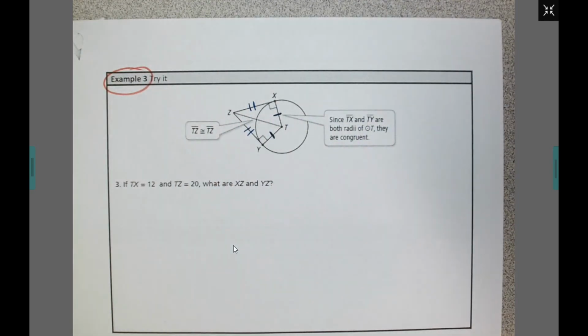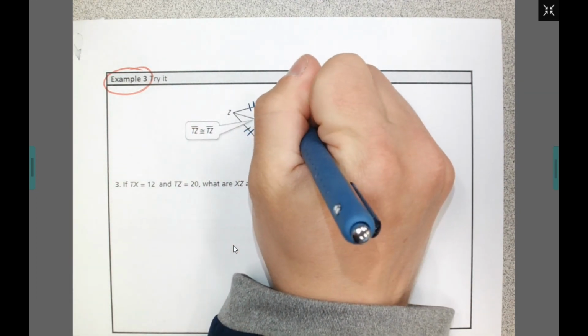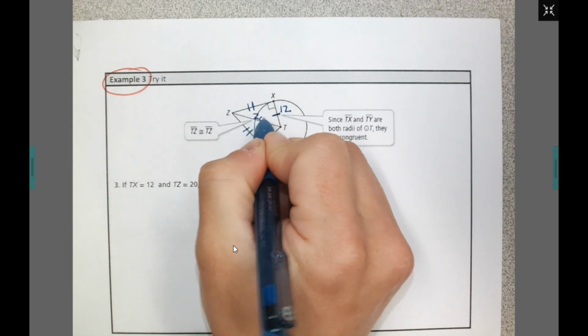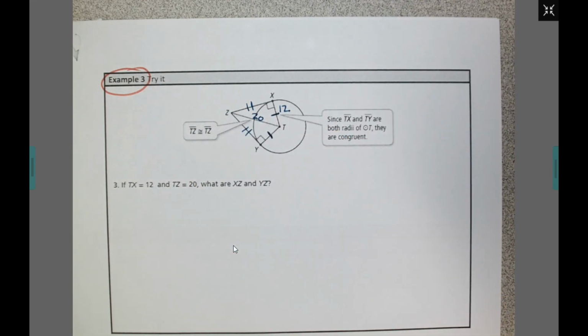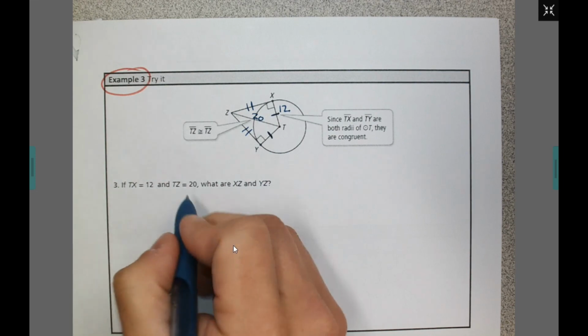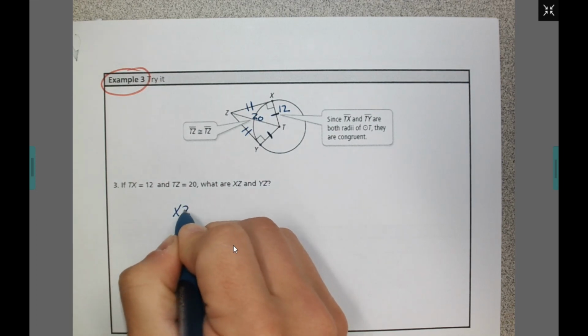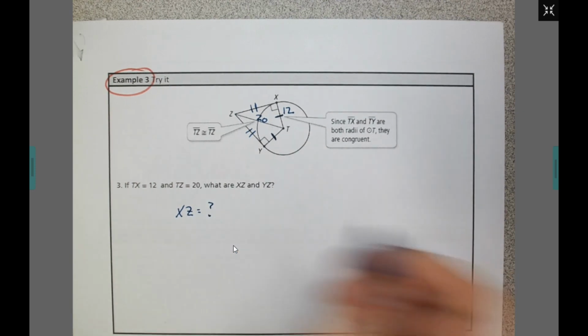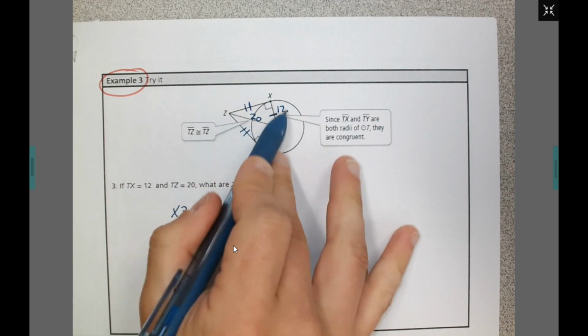Okay, so we can go ahead and start filling information in. They tell us that TX is 12 and TZ is 20. We can go ahead and find the missing information. So they want to know what XZ is. So XZ equals what?